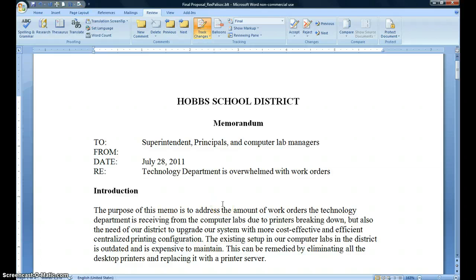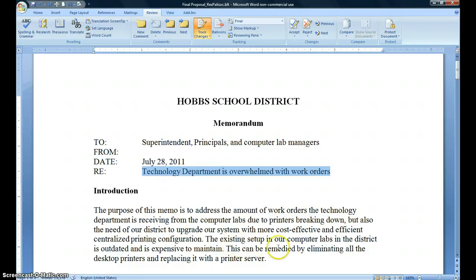Going to another proposal, and this will be the final one. This is a proposal: technology department is overwhelmed with work orders. That subject line or regarding line could be a little bit better. It could say a proposal to alleviate the problems of work orders in the technology department, because the proposal is not about being overwhelmed. It's about being overwhelmed and how to solve that.